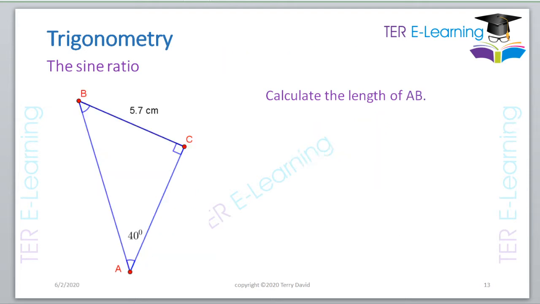So let's look at a third example now. I want you all to work this one out. I have a length of 5.7 centimeters. I have an angle which is 40 degrees. The triangle is a right angle triangle, and we want to find the length AB. I'm going to give you a couple of minutes to try to work this out for me.